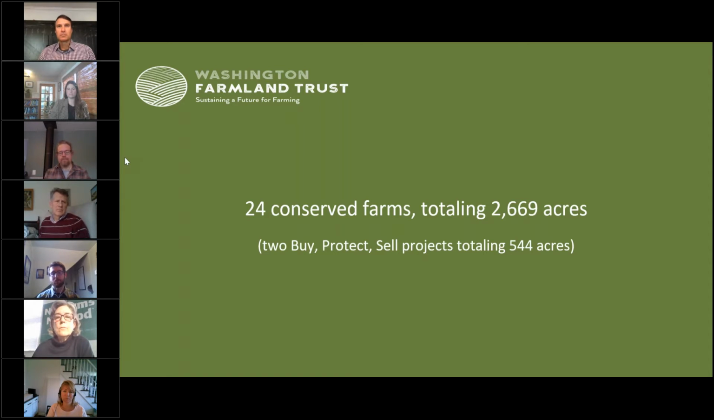And we've done 2 buy, protect, sell projects to date, which is not a lot of projects, but it does represent a significant chunk of the acreage we've conserved. About 20% of the acreage we've conserved has been through these 2 larger buy, protect, sell projects. So we've been learning a tremendous amount as we go through this process, and I'm really happy to share.